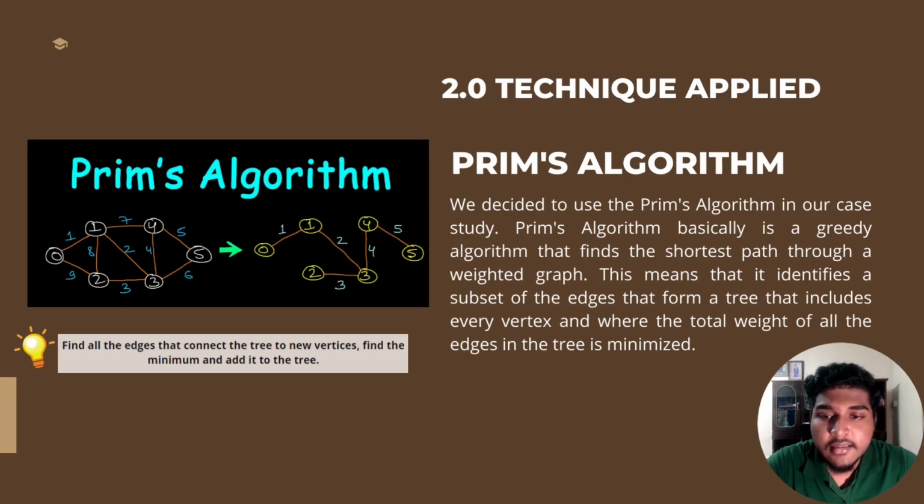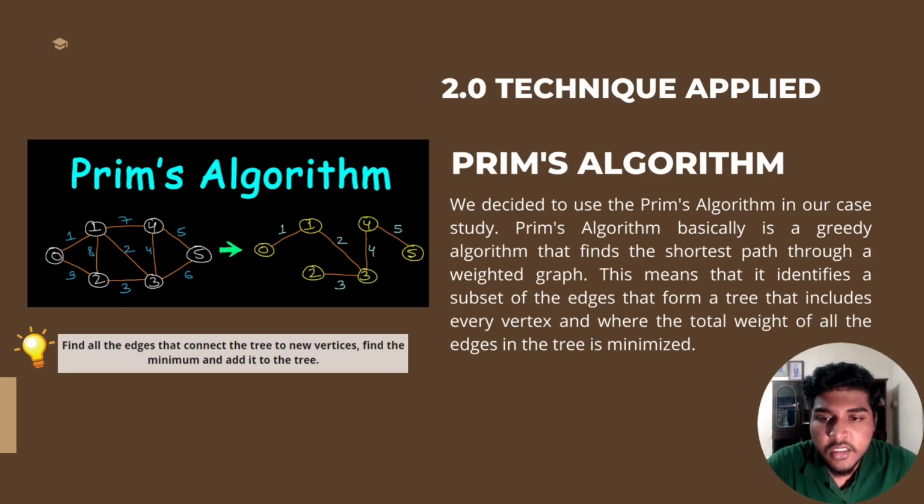Then it will go to vertex 3. From vertex 3 there are a total of 4 edges, but the shortest will be 3. Then it will go to the second edge, but after that we cannot continue because it will build a cycle. So we have to go back to the edge number 3.